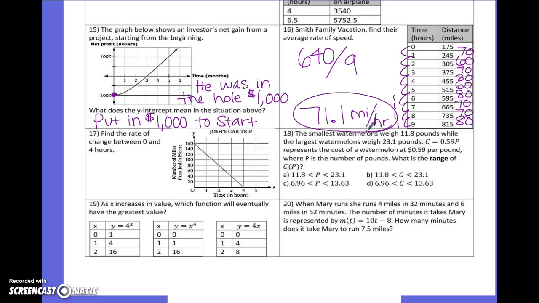Number 17, find the rate of change between 0 and 4 hours. At 0 hours, we're here, so 0 is at 160. And if I'm at 4 hours, I'm at 0. So that's (4, 0). If I want to find the rate of change, I'm going to find the slope. So 160 minus 0 is 160, divided by 0 minus 4, which is negative 4. 160 divided by negative 4 is negative 40.